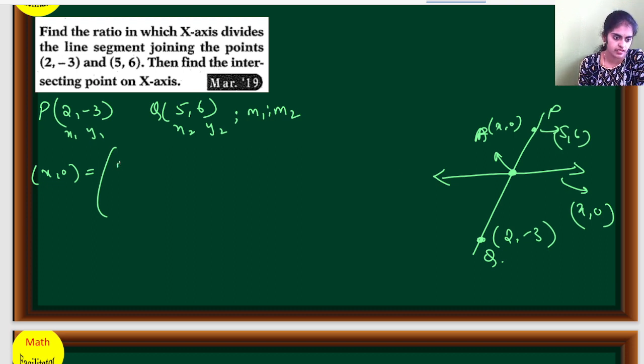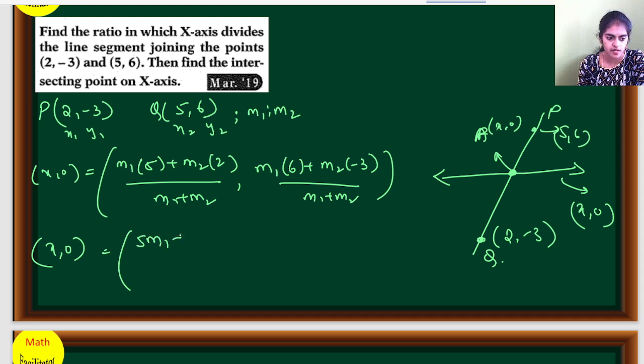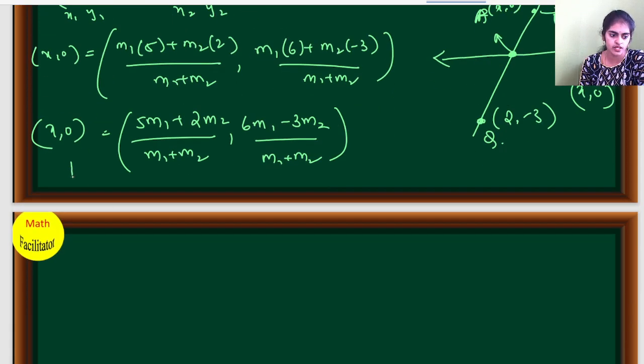So x, 0 equals (m1 x2 plus m2 x1) upon (m1 plus m2), and (m1 y2 plus m2 y1) upon (m1 plus m2). That is, x, 0 equals (5m1 plus 2m2) divided by (m1 plus m2), and (6m1 minus 3m2) divided by (m1 plus m2). To find the ratio, you want the m1 and m2 values. You will equate the y coordinates, because there you have a 0. If you equate the x coordinates, you will get nothing.